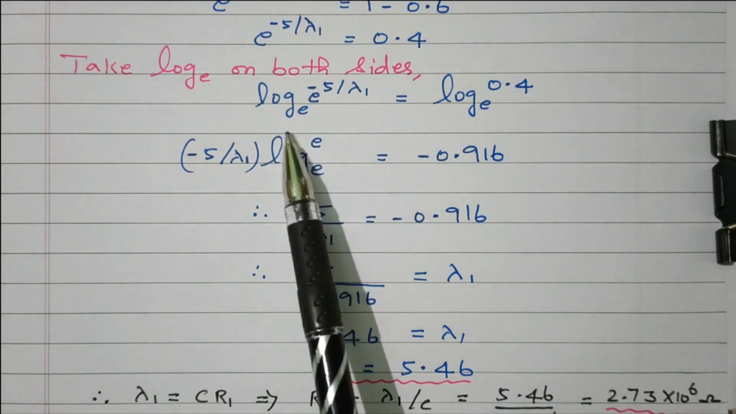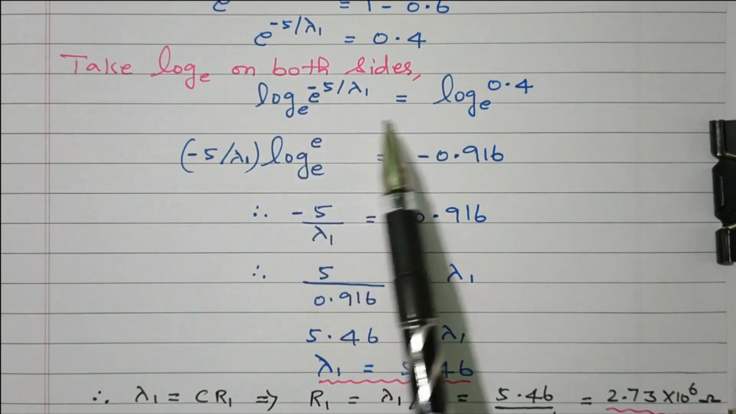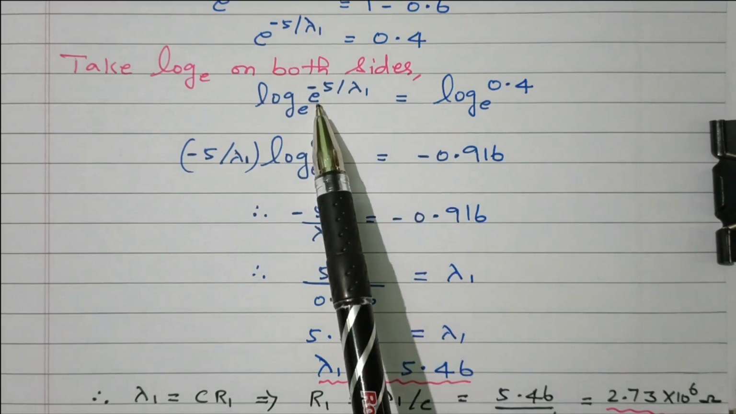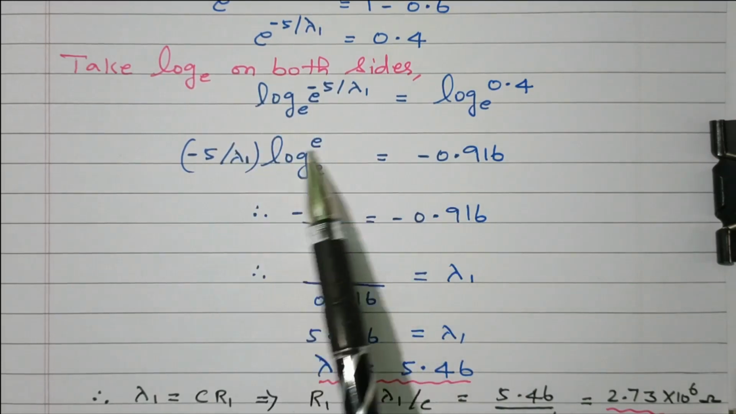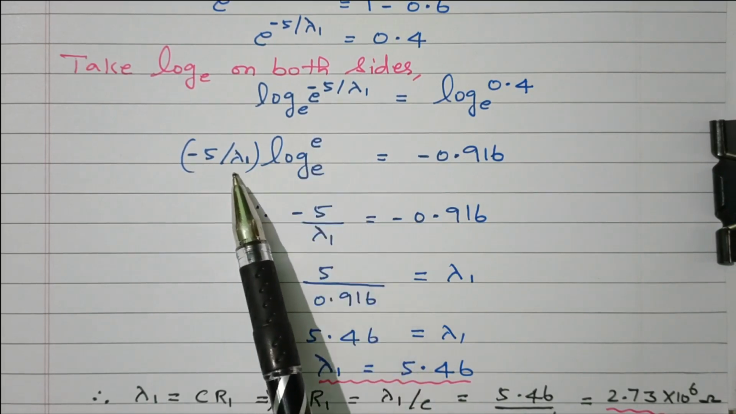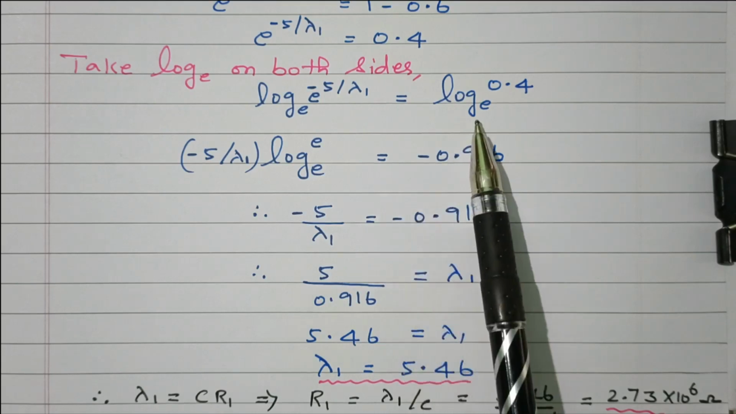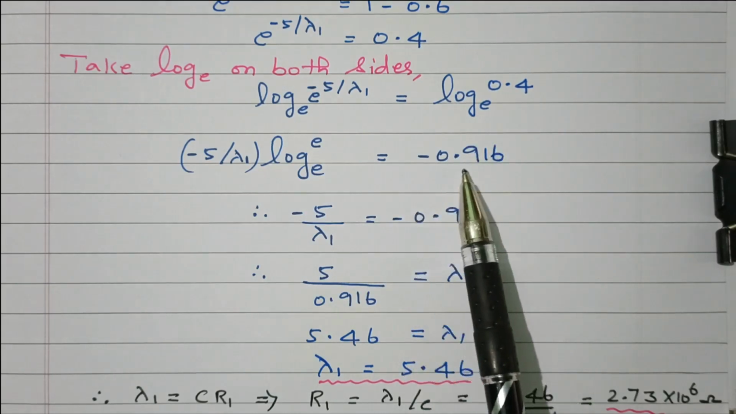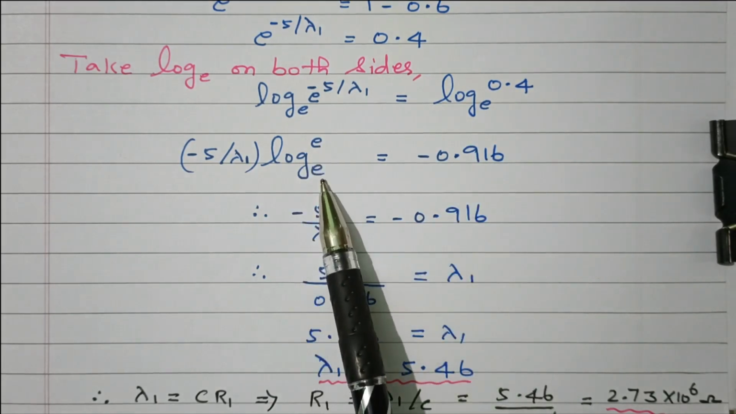Log of e power minus 5 by lambda 1 with base e equals log 0.4 with base e. So the e power minus 5 by lambda comes to this side: minus 5 by lambda 1 times log e with base e equals the value of log 0.4 with base e, which is minus 0.916. We know that log e with base e is 1.